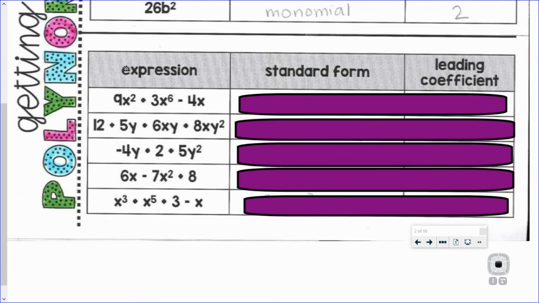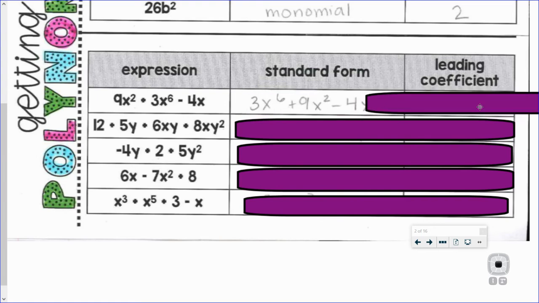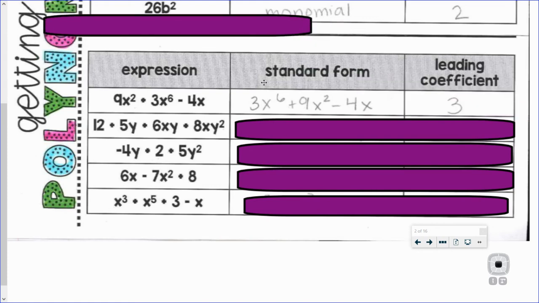All right, so let's take it to the next level. Look at this one. We're going to give you an expression or a polynomial. We want to put it in standard form, and I want you to identify the leading coefficient. So 9x squared plus 3x to the 6 minus 4x. Tina? It would be 3x to the 6 plus 9x squared minus 4x. Right. So that's pretty simple. Leading coefficient then is what? 3 is correct. It's the coefficient of the first term in standard form.